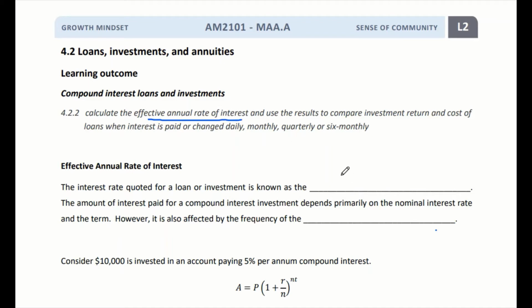So you'll be learning what is meant by this effective annual rate of interest, how to calculate it by using the formula, and then how you are going to use the result so that you can compare the investment return and also the cost of loans when you have different compounding periods for your interest. All right, so you can just remember this word last. So this is the thing that we are going to learn today. All right, so let's start off with the lesson.